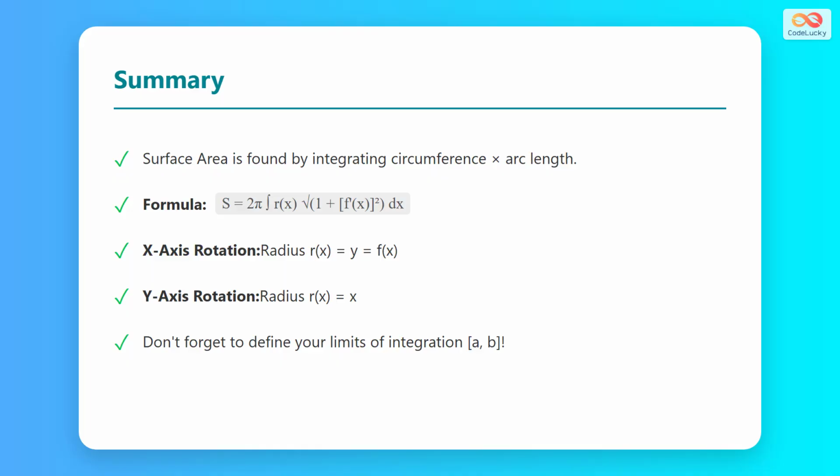To summarize, calculating the surface area of revolution is a three-step process. First, determine your axis of rotation to identify the correct radius, r of x. Second, calculate the arc length term involving the derivative. And third, set up and evaluate the definite integral. With these steps, you can find the area of any surface of revolution.